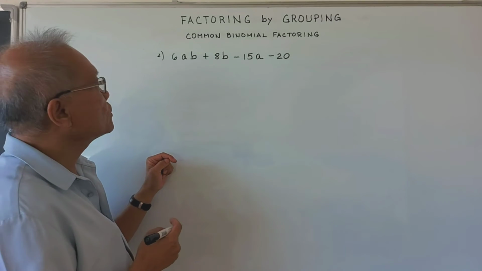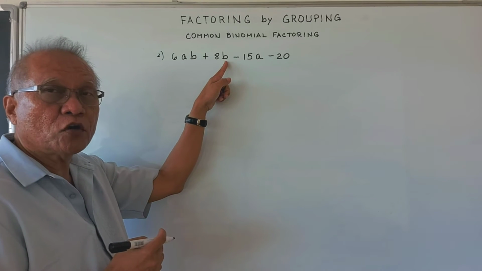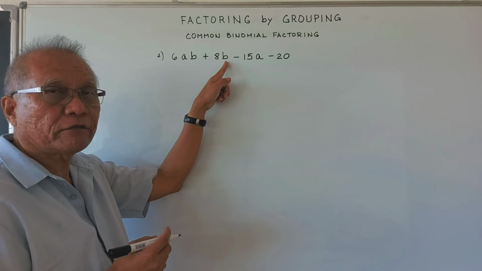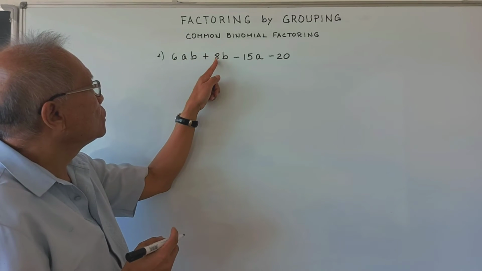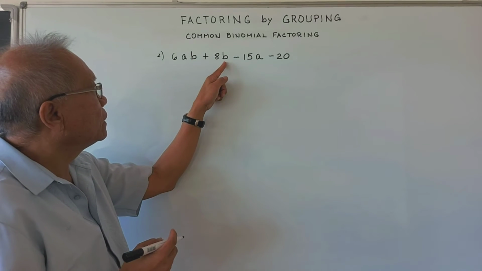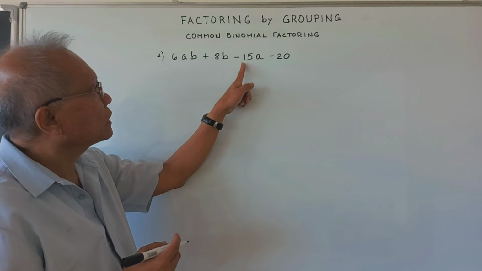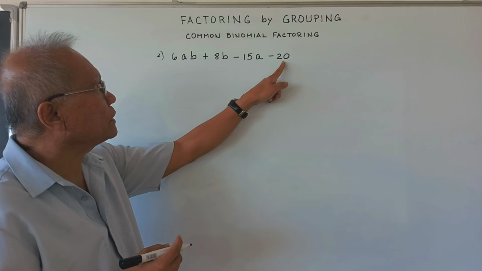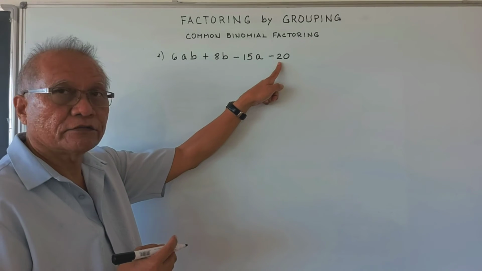Let's have the first part, 6ab and 8b. Do we have a common monomial here? The HCF. Yes, we have 2, 6 and 8. We have 2 and b. So we have 2b here. Okay, so we can group this one. What about the other one? 15a and 20. What's the common there? The common here is 5.